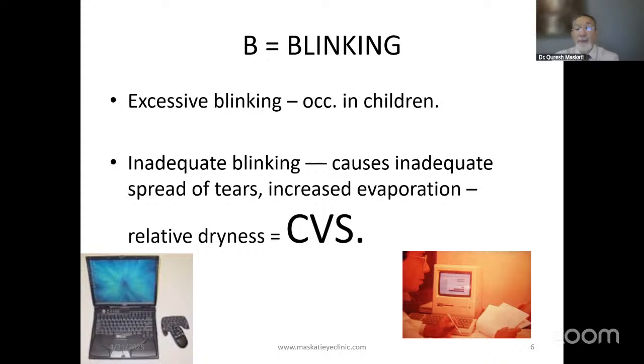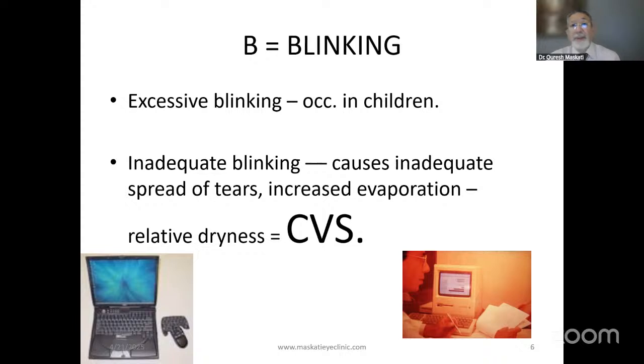Think of a windshield wiper on a car. It spreads the water from the rainy season from one side of the screen to the other. Similarly, when we blink, our tears wash the whole cornea and the ocular surface. They go from one side to the other. If that doesn't happen, the tears evaporate. You get relative dryness. It's called computer vision syndrome or CVS.